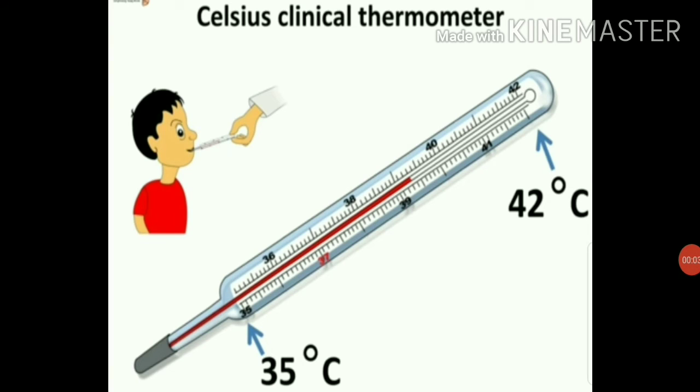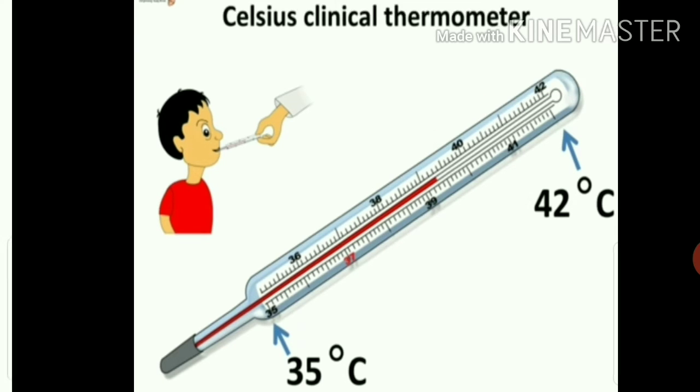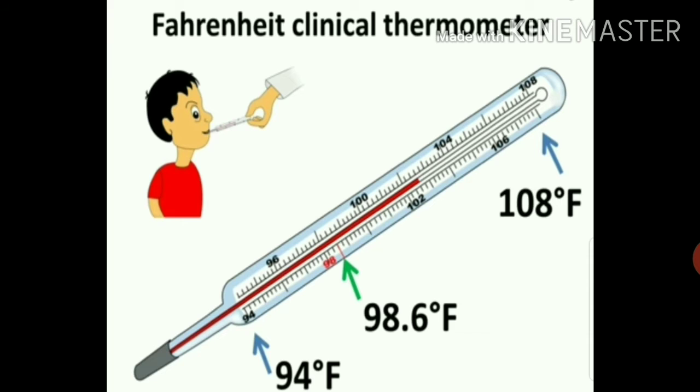Students, there is a little arrow showing the normal body temperature. On the Celsius clinical thermometer, the normal body temperature is 37 degrees Celsius. And on the Fahrenheit clinical thermometer, the normal body temperature is 98.4 or 98.6 degrees Fahrenheit.